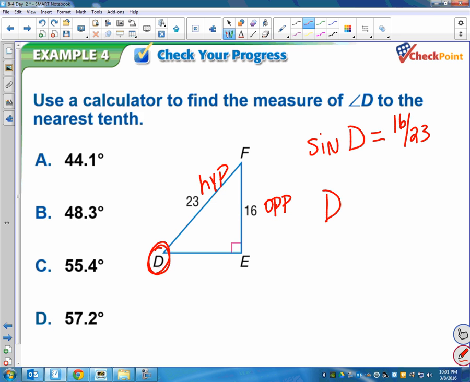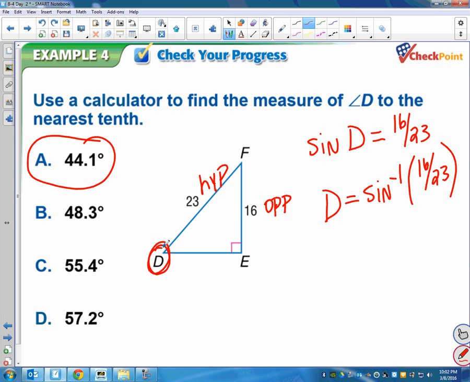So today we're going to say D equals, and to get rid of sine, I'm going to do the inverse on both sides. So I'm going to do inverse sine of 16 over 23. And then you should be able to do that on your calculator. Remember that you have to be in degree mode, so if you're not getting this answer and you see that you have an R or RAD at the bottom of your calculator, then you're in the wrong mode. 44.07 means that A is the right answer. Okay?